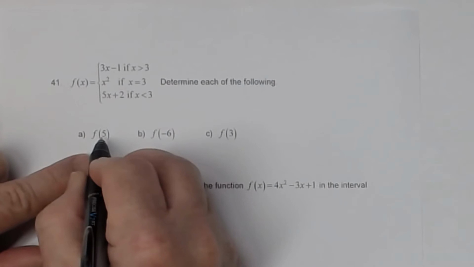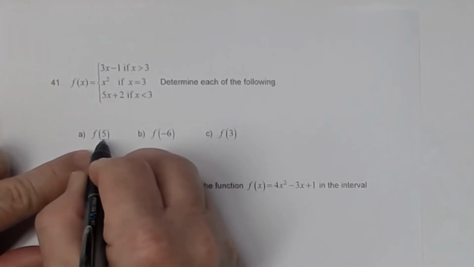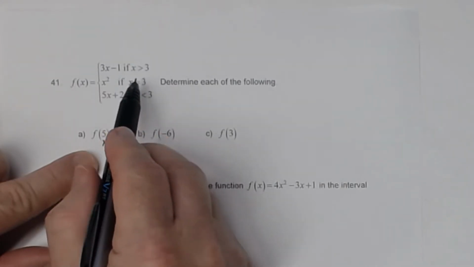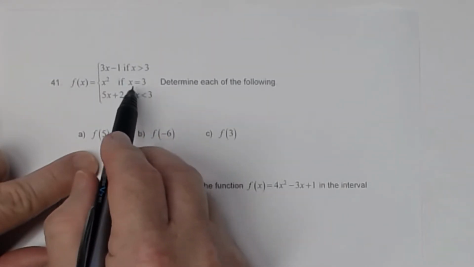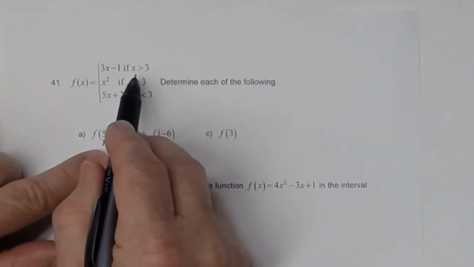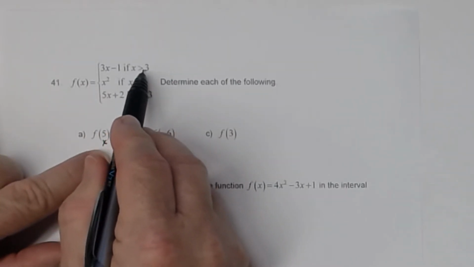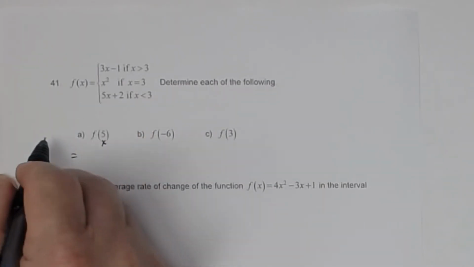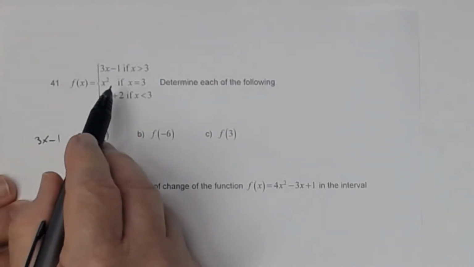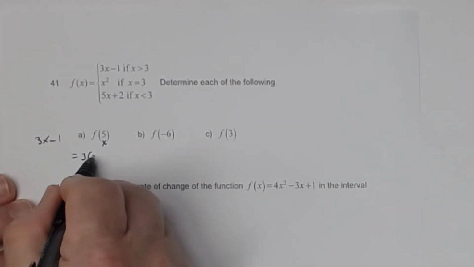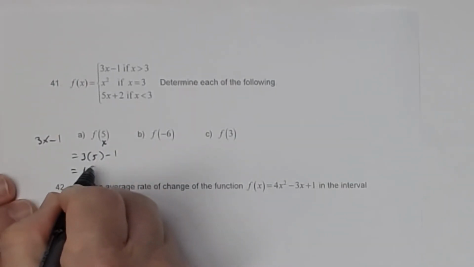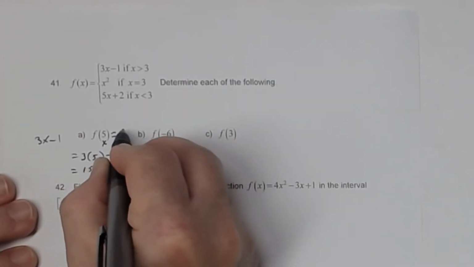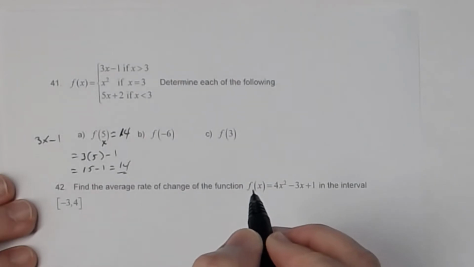So here, I want to find f of 5. Remember, f of 5 means what is the y value when x is 5? Well, I got to find out where x is 5 is located. So obviously, when x is 5, 5 is greater than 3, right? So that's the one you're going to use, 3x minus 1. So you're going to say 3 times 5 minus 1. So that's 15 minus 1, which is 14. So f of 5 equals 14. That's 14. Okay?